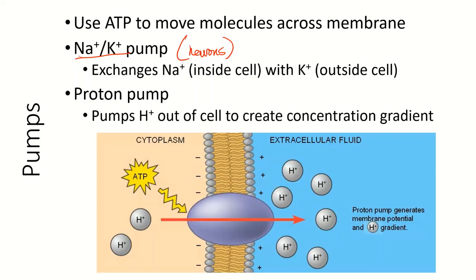Then what's going to become very important for photosynthesis and cell respiration is a proton pump. A proton pump is going to pump these protons, which are just hydrogen ions, out of the cell or out of a compartment, and they're creating a concentration gradient. That concentration gradient can then be used to generate some energy and create ATP. We're going to look at proton pumps and proton concentrations quite a bit later in the year.